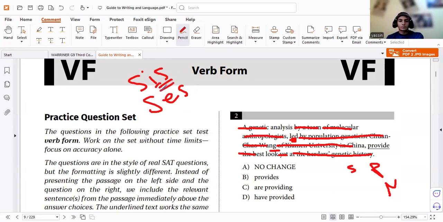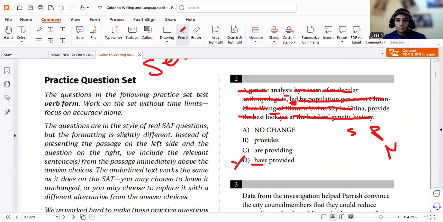Because sometimes I don't know the word. What if I don't know what analysis means? I use logic. SIS singular. Ah, the verb must be singular. Plural, wrong. Plural, wrong. Here, plural, wrong, so it must be letter B. That's all.